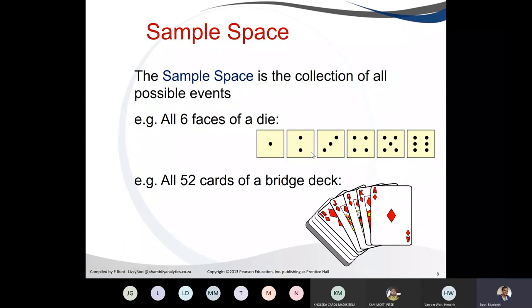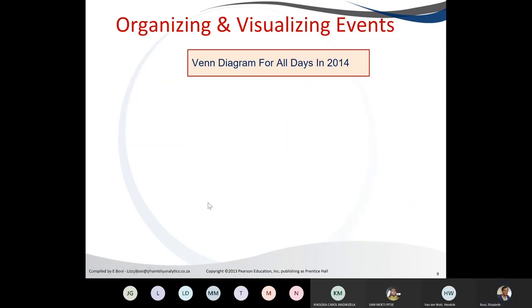The same applies if I have a deck of cards. All 52 cards that are inside that box form part of a sample space. But I can have an event where I draw a card and the card is an ace, which is black or is red, things like that. When we talk about events as well, we are able to visualize them. And visualizing the event, we can use different forms.